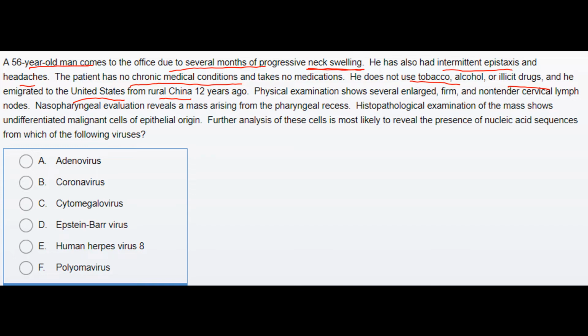Physical examination shows several enlarged, firm, and non-tender cervical lymph nodes. Nasopharyngeal evaluation reveals a mass arising from the pharyngeal recess. Histopathological examination of the mass shows undifferentiated malignant cells of epithelial origin. Further analysis of the cells is most likely to reveal the presence of nucleic acid sequences from which of the following viruses.